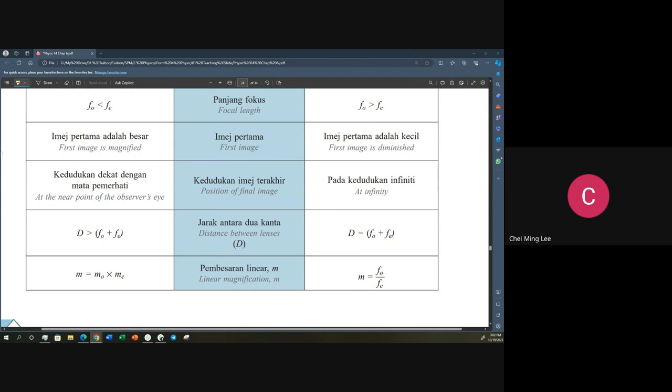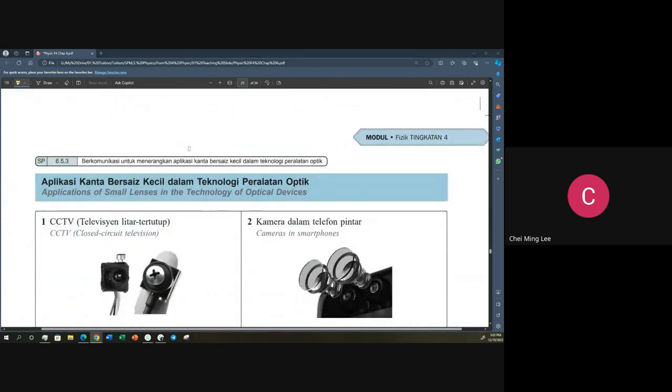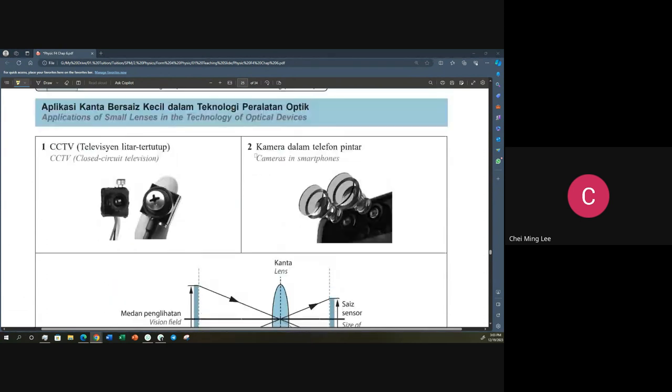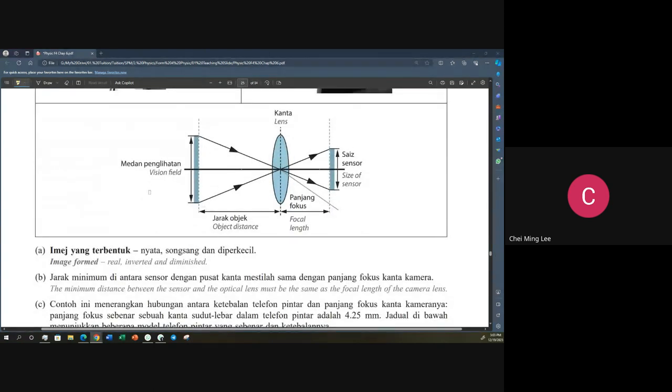All right, okay, so let's continue. First, for the application, normally they are used in web, like CCTV, the closed circuit television, and cameras in the smartphone. So all these small lenses, or we call thin lenses, are normally used for miniature sensors or miniature instruments. Okay, so this is how it looks, where this is their vision field.